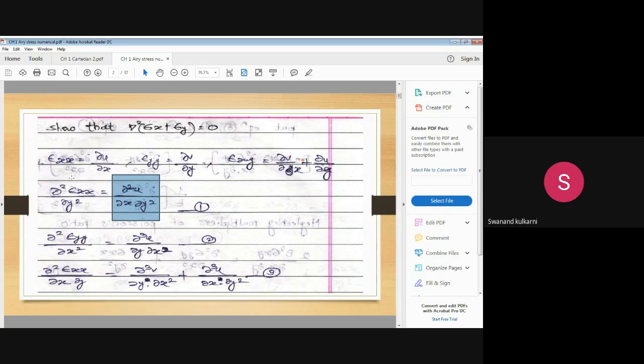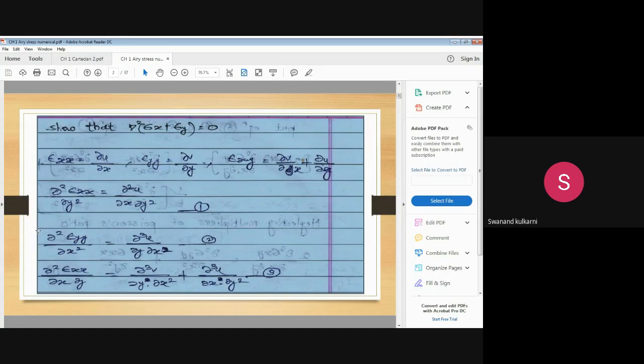Is it okay? So here we can understand from this equation 1. What is equation 1? Equation 1 is the differentiation of εxx = ∂u/∂x two times, and we got equation number 1 as ∂²εxx/∂y² = ∂³u/∂x∂y². Is it okay? So this we can understand here as equation 1.